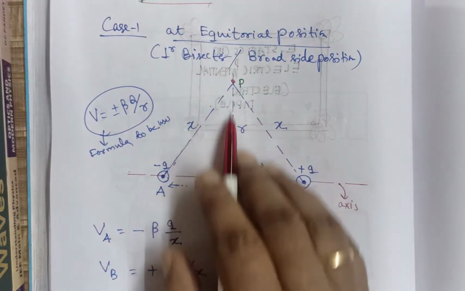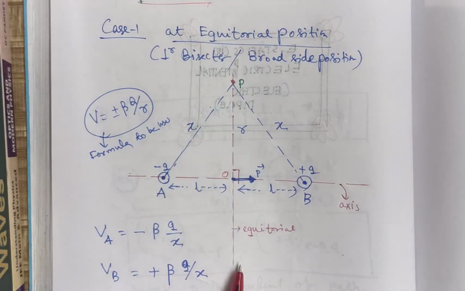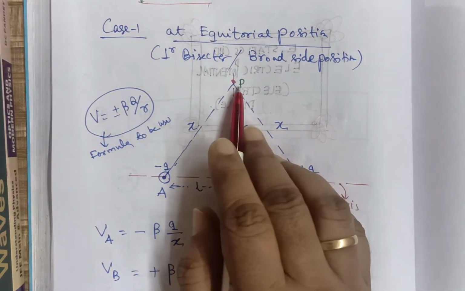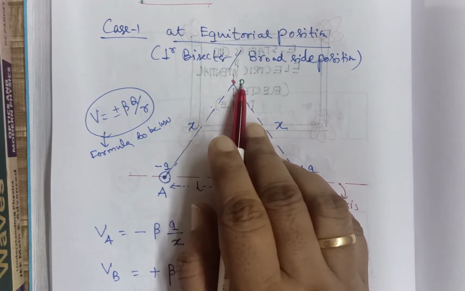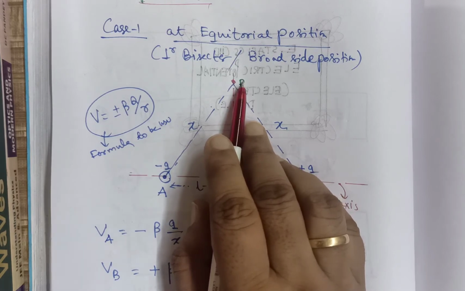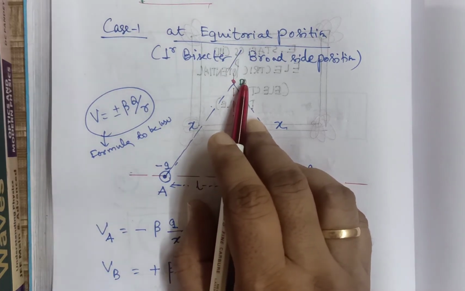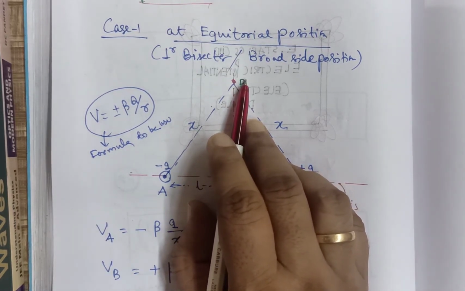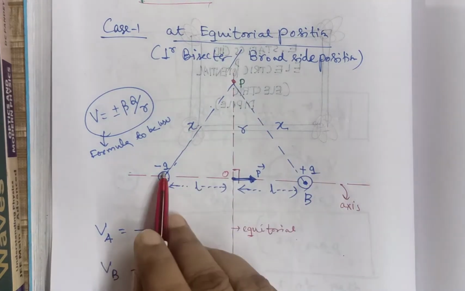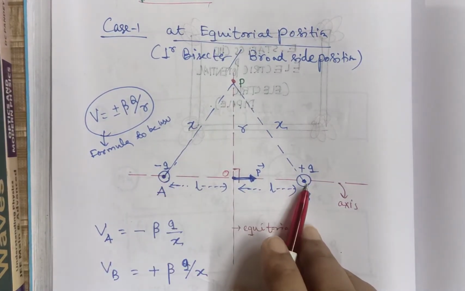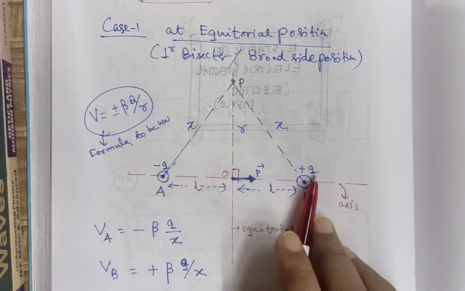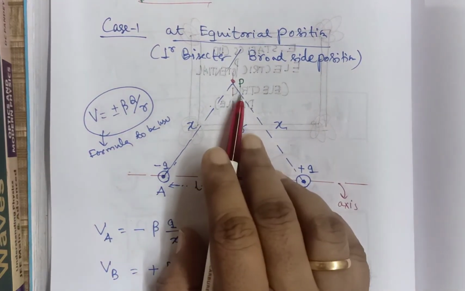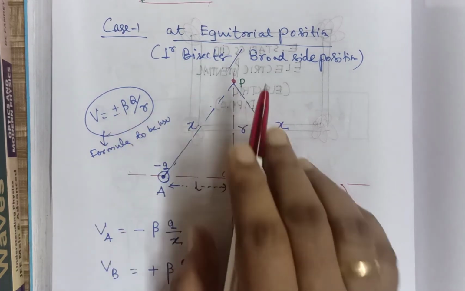That means at any point on this line we have to calculate the electric potential. Here P is our desired point. How could we calculate it? The basic criterion is that you should know this is a point charge and this is a point charge. Separately we have to calculate the electric potential for minus q and plus q. Then we can algebraically add them, because electric potential is a scalar quantity.